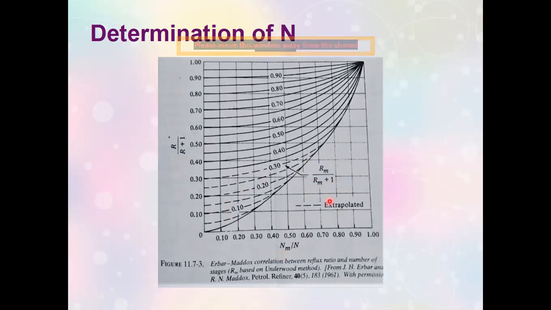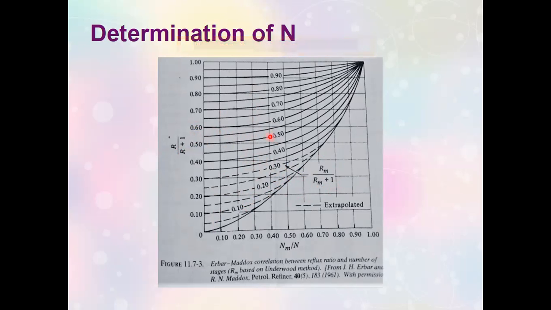In cases wherein the ratio of Rm to Rm plus 1 is not the exact curve that you're seeing here, you are just to approximate the location of such a curve, because if you see, the distances between the curves are more or less equal. So you can approximate the location of such a value based on the curves that are shown. You're going to project to the right the value of R over R plus 1 until you reach the curve whose value is equivalent to what you have predetermined.